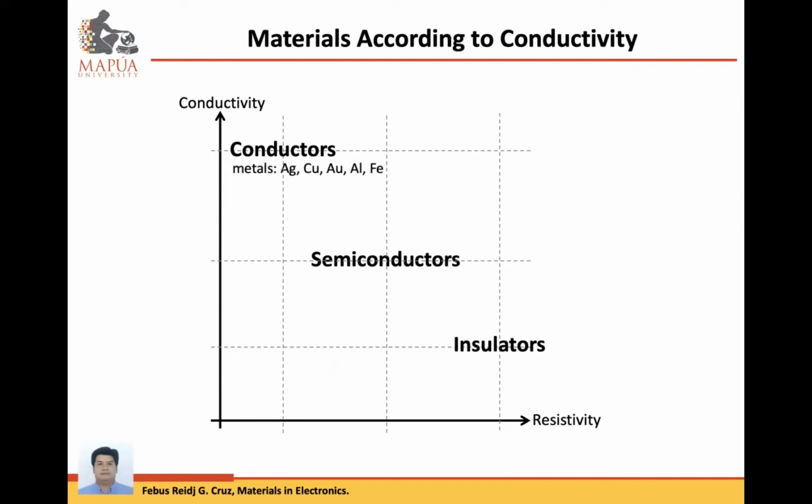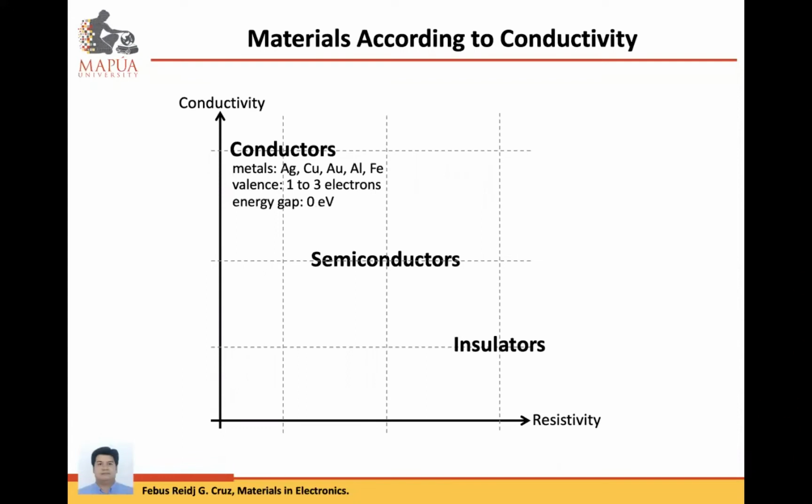Examples of good conductors are single element metals. The most conductive is silver, followed by copper, then gold, then aluminum, and then iron. For conductors, the number of valence electrons is between 1 to 3 electrons. Materials with 1 valence electron exhibit the highest conductivity. So silver and copper have single valence electrons.